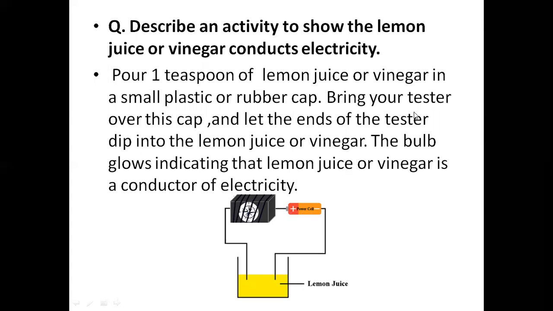Look at it once again, children. Bring your tester over this cap. This cap, that means this container, has the given liquid. Here the given liquid is lemon juice or maybe vinegar, and the ends of the tester dip into the lemon juice like this. Look here, dipped into the lemon juice or the vinegar. The bulb glows, or instead of the bulb we have the magnetic compass needle. If it deflects, that indicates lemon juice or vinegar is a conductor of electricity. In reality, when we conduct the experiment, we see that the bulb glows, the LED glows, or even the magnetic compass deflects. Hence no doubt at all, lemon juice or vinegar are good conductors of electricity.